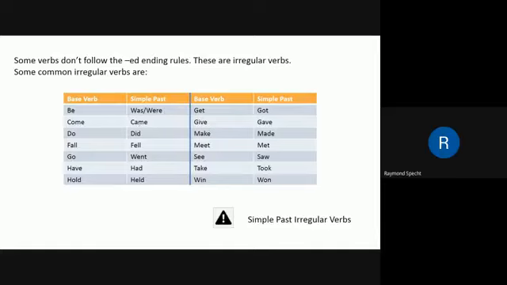Come, came. Do, did. Fall, fell. Go, went. Have, had. Hold, held. Get, got. Give, gave. Make, made. Meet, met. See, saw. Take, took. Win, won. All right, so these are some of the most common irregular verbs, and you just have to go over this chart and try to remember them.